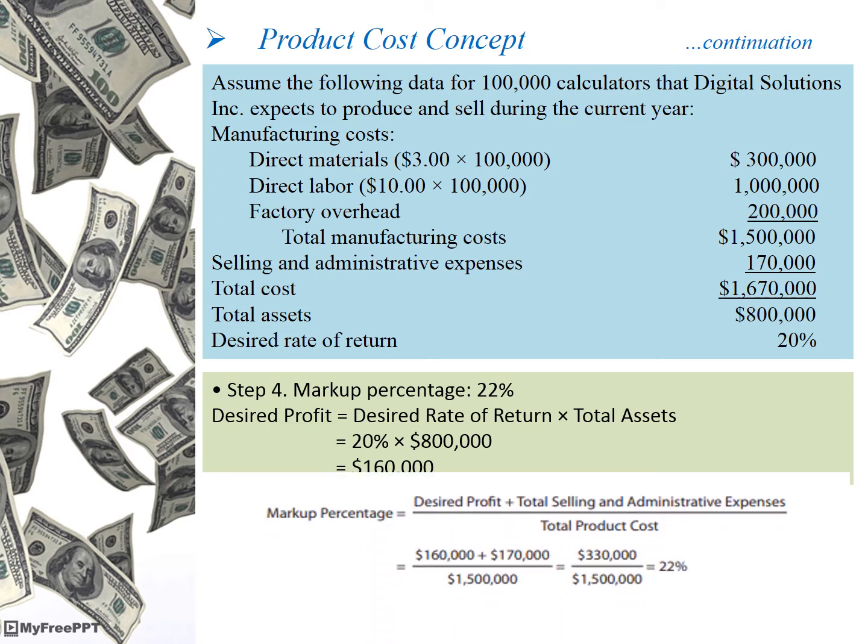Then, let us compute the markup percentage by adding the desired profit, which is $160,000, plus total selling and administrative expenses worth $170,000, divided by the total product cost of $1,500,000, and that is equal to 22%.